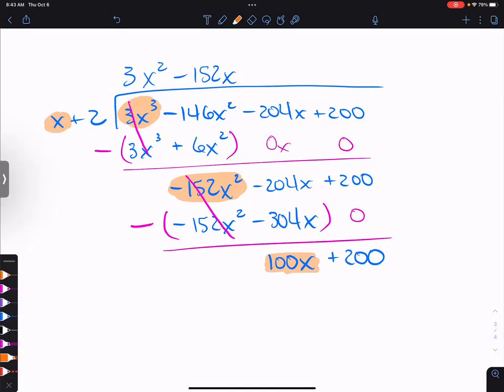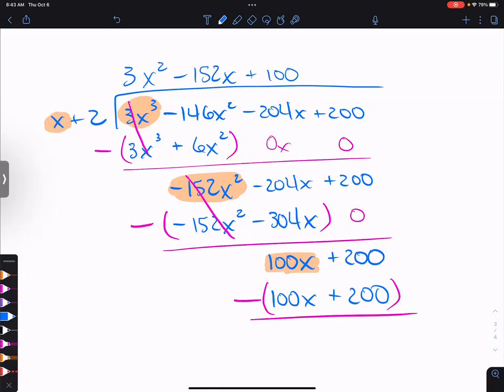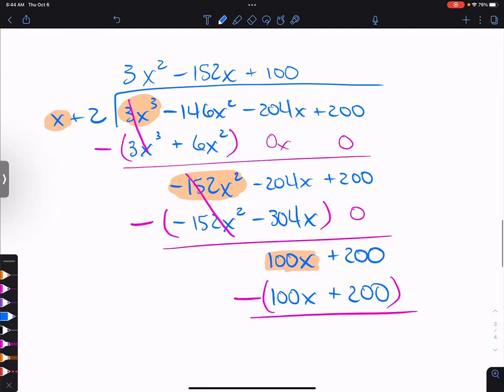x into 100x, 100 times. Multiply that by that: 100x plus 200. Subtract, and you get 0.